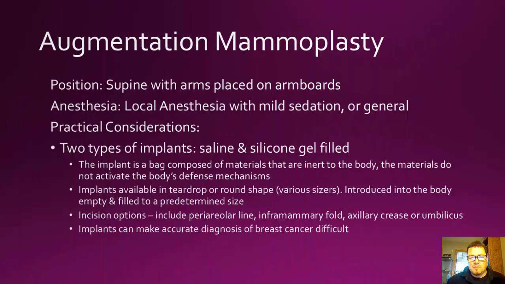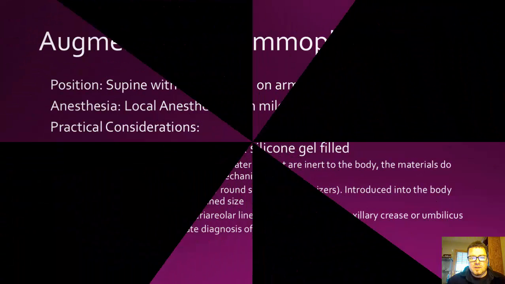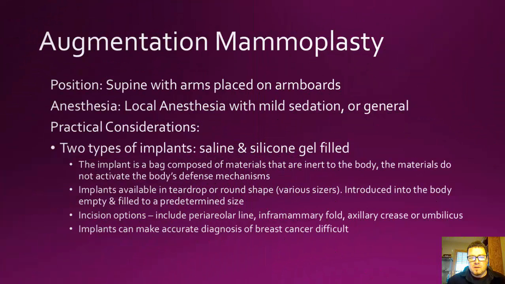The implant is actually a bag that is made up of material that is inert to the body. So it's not going to cause a reaction if you put it in the body. They're available in teardrop or round shapes, and they are usually introduced empty and then filled to the predetermined size with saline. Incision options for these are the periareolar line, the inframammary fold, the axillary crease, or the umbilicus.